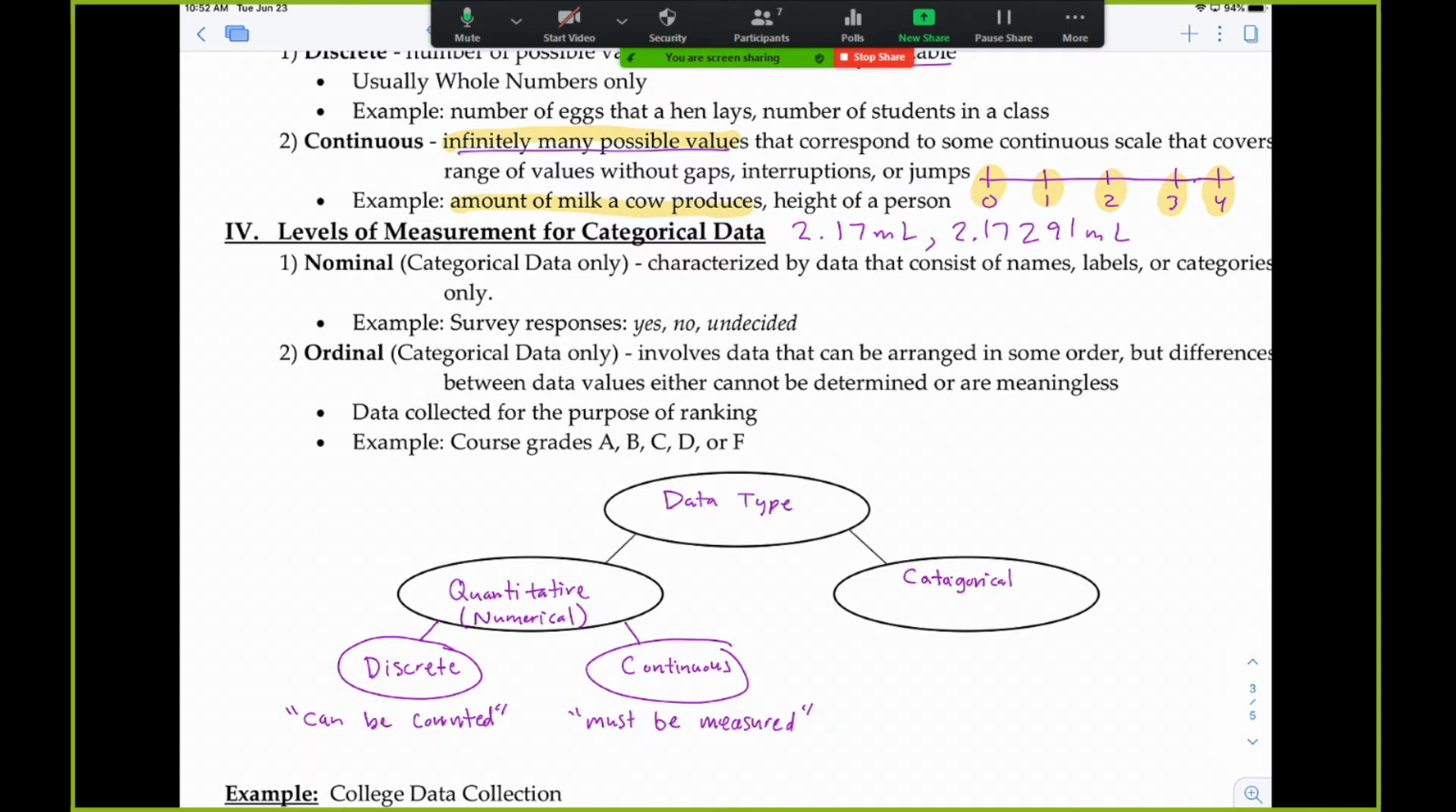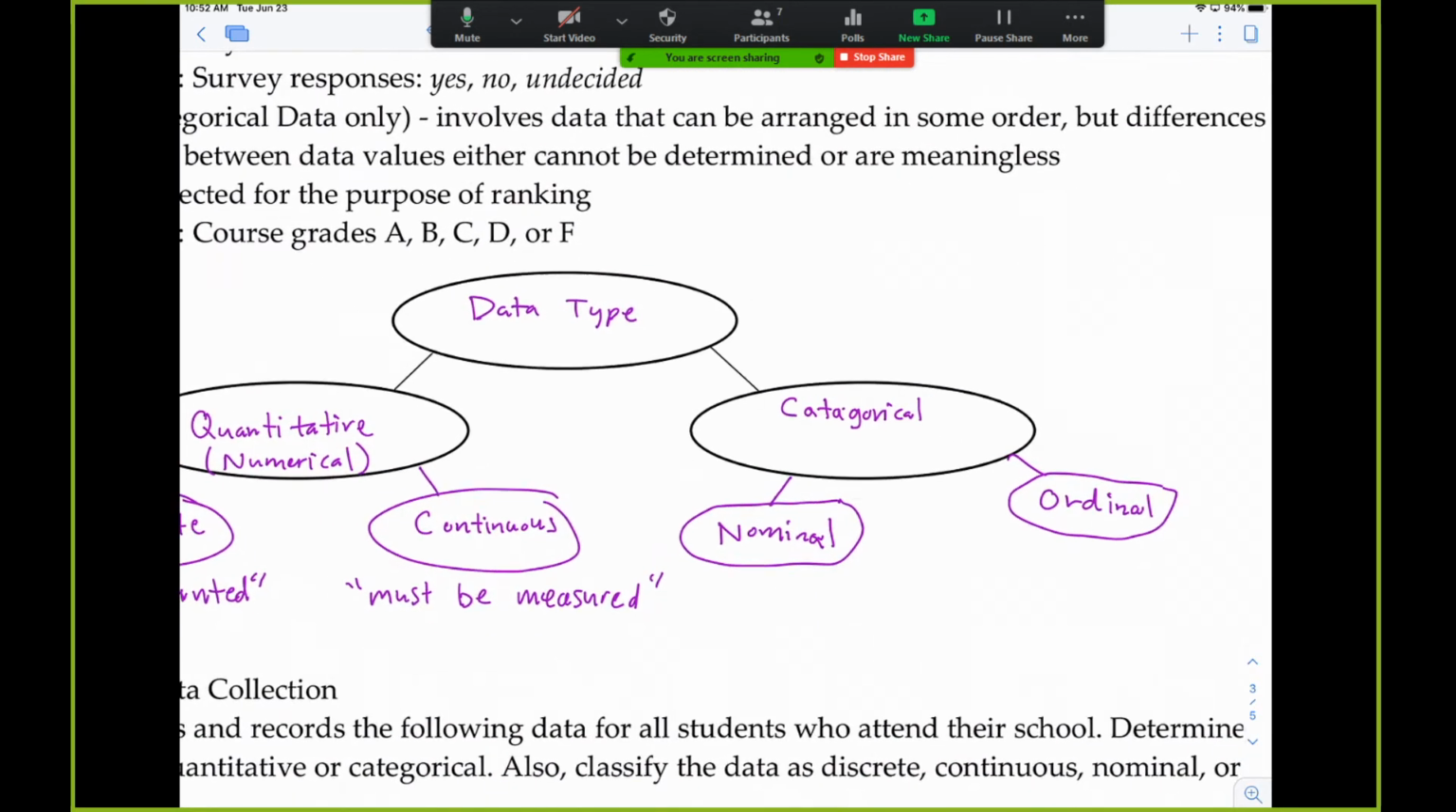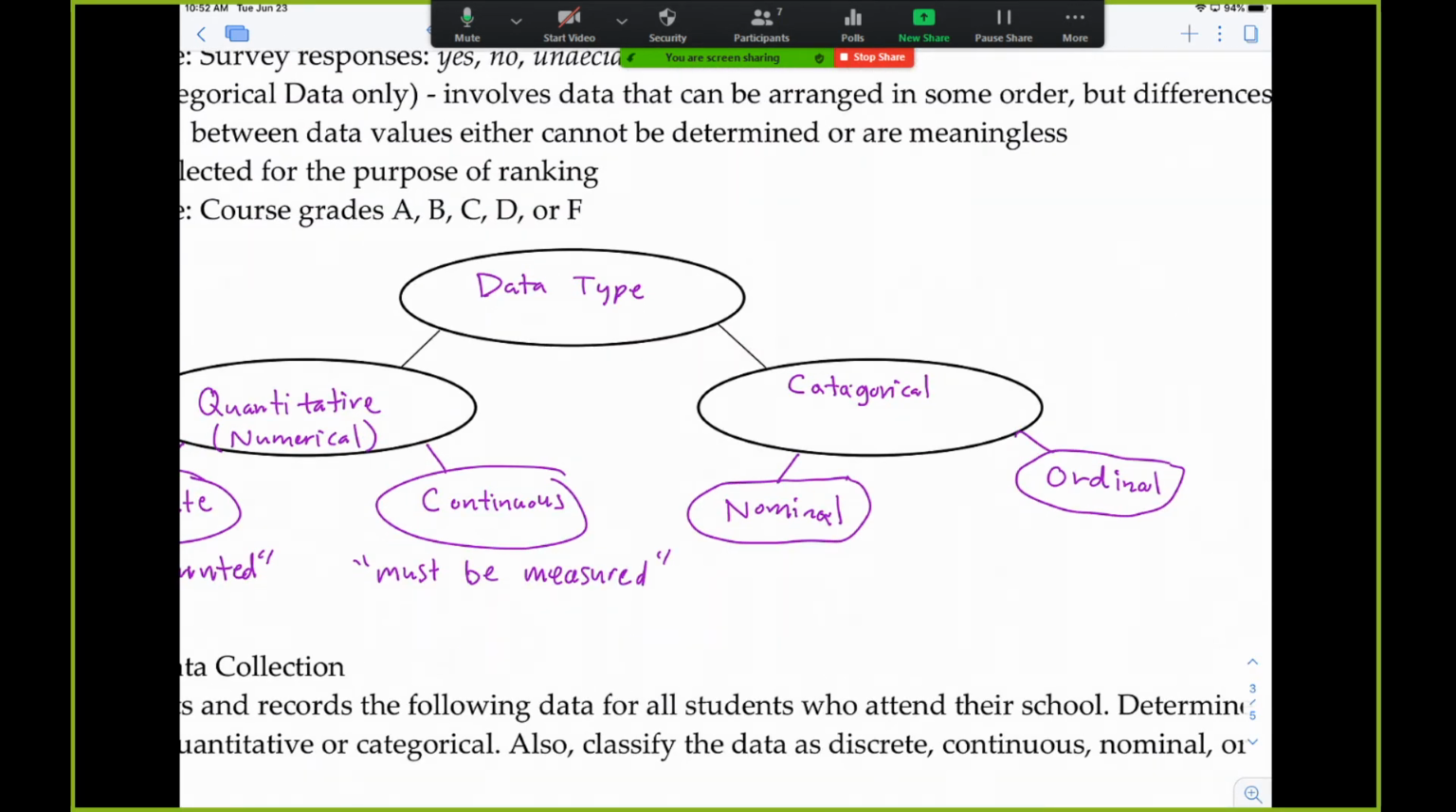All right. So on the other side, categorical type data, we're going to break it down to nominal versus ordinal. And I'm going to try to simplify it. So ordinal is where you're ranking. It's categorical type data used for ranking, whereas nominal is just labels.